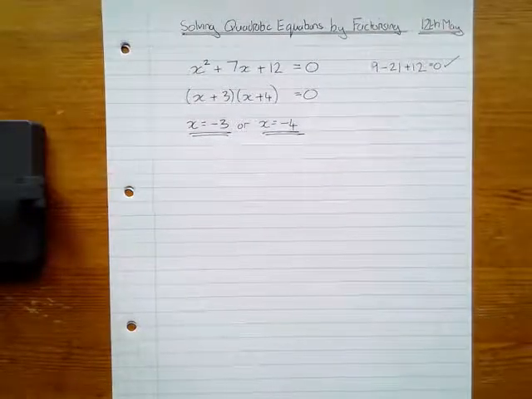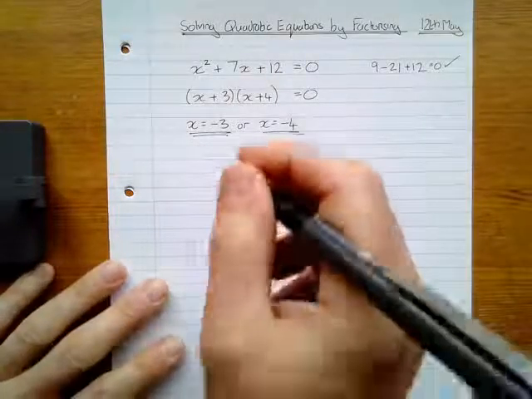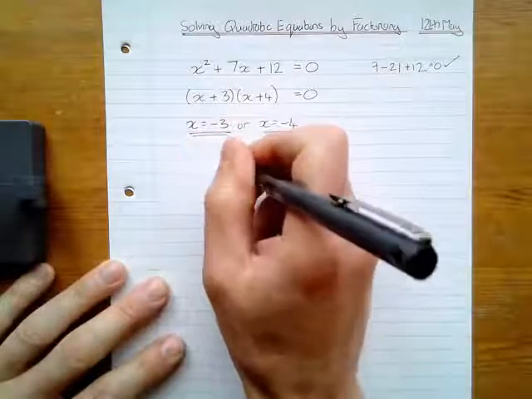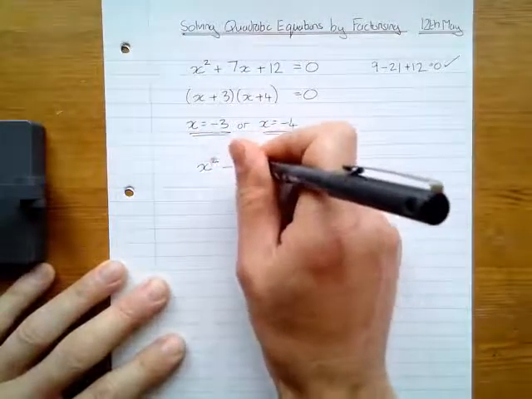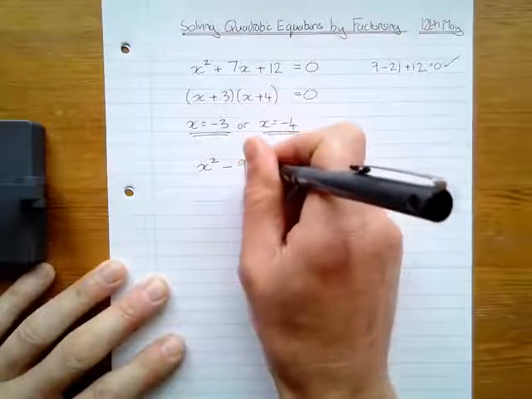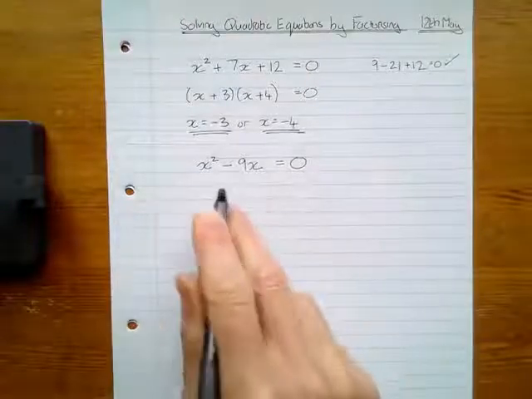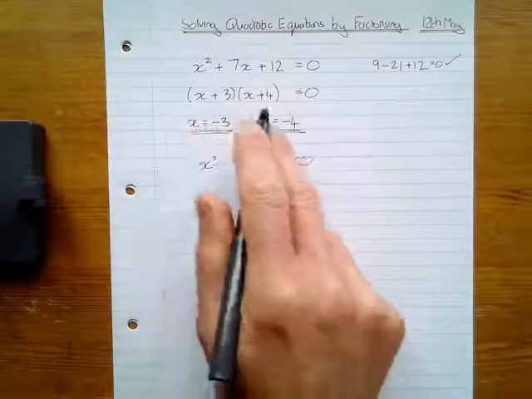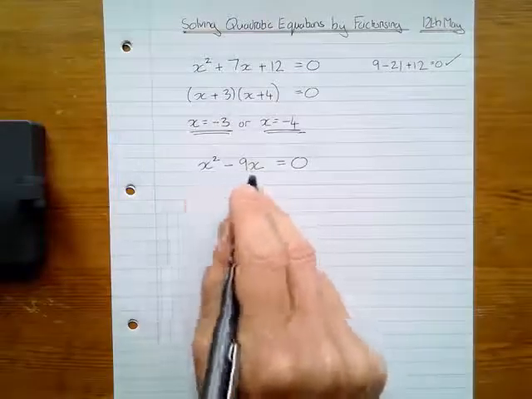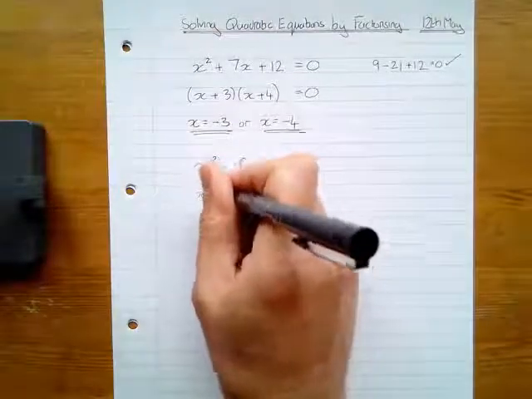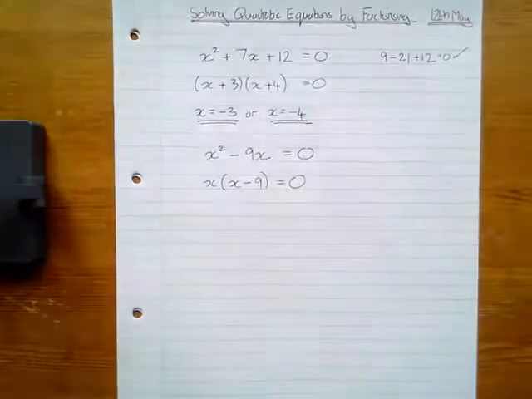It even works when you don't really need two brackets. Okay, this would happen if you had something like, for example, x squared minus 9x equals 0 or something like that. Now with that one there, you don't need to factorize into a double bracket. You can factorize into a single bracket because there's a common factor of x here. So my next line would be x minus 9 equals 0, like that.